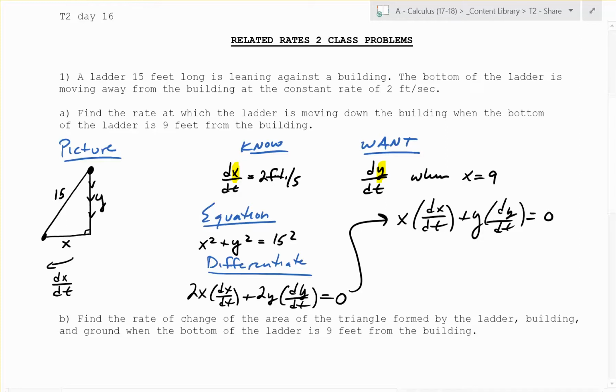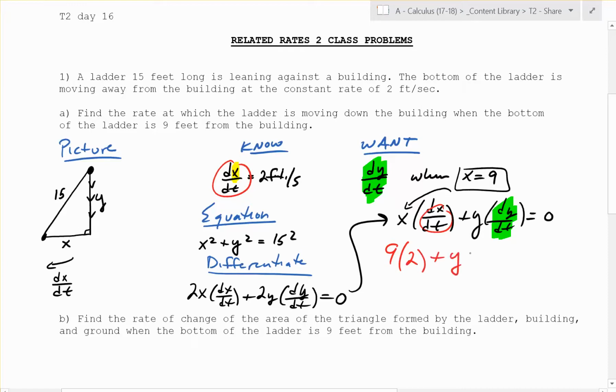Now what did we want? We wanted dy/dt. We want dy/dt, so we need to plug in the rest. Well, we know it's when x is equal to 9, so we plug that in there. So we end up with 9. And what is dx/dt? Well, we know dx/dt is 2, so 9 times 2 plus y times dy/dt equals 0.